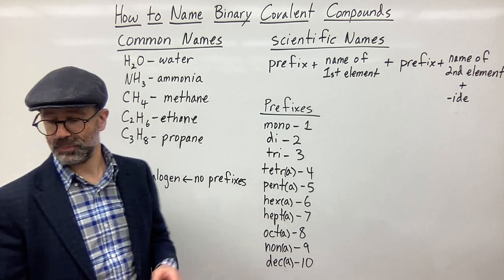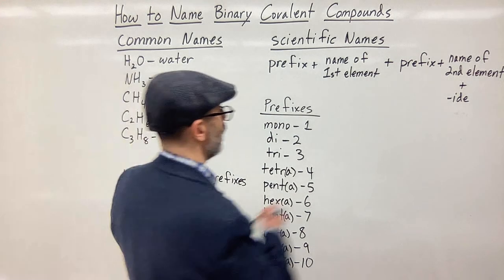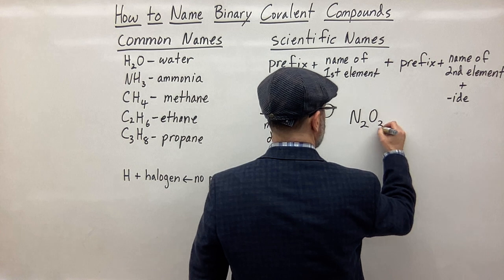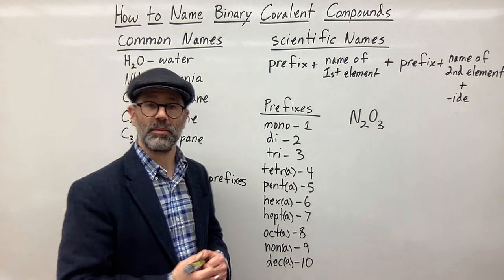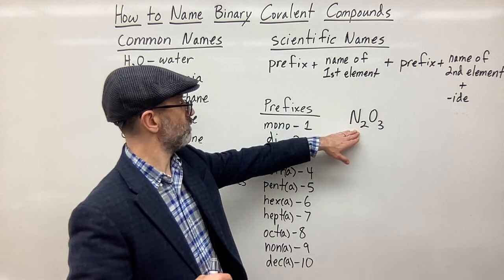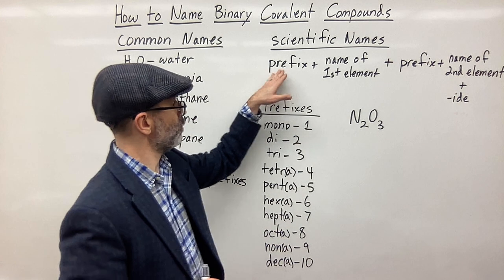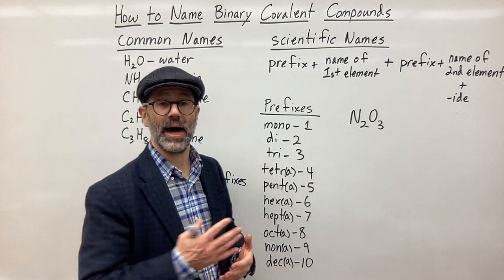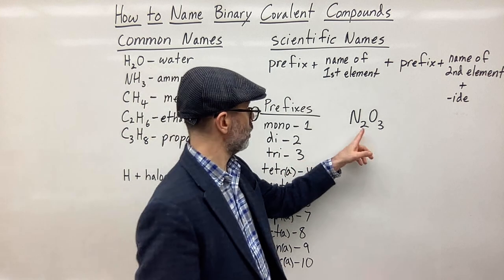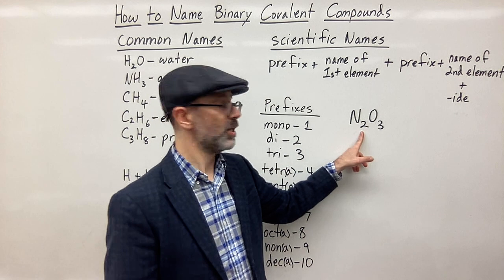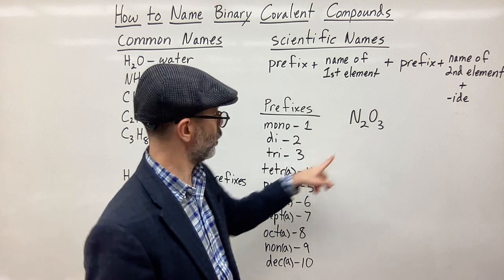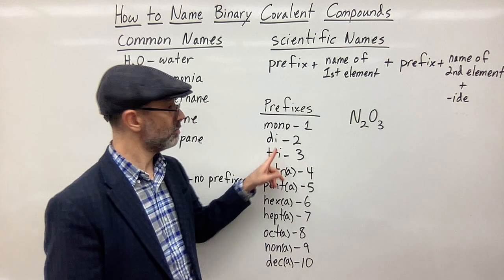So what's a good example? I have a good example. N2O3. Well, how would I name that? It's going to be the name of the first element with a prefix added, and the prefix is determined by how many of that element I have. Here, you'll notice I have a 2 subscript. That tells me I have 2 nitrogens in this molecule. So I'm going to use the prefix di.